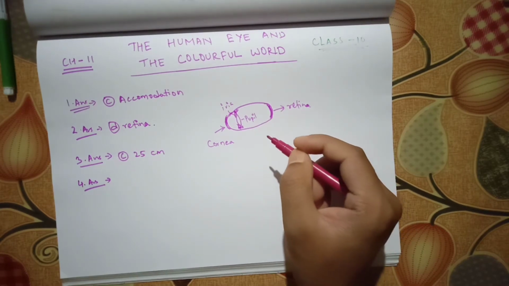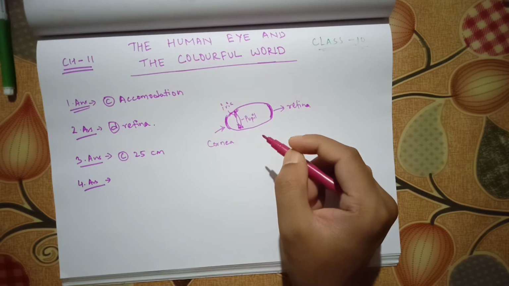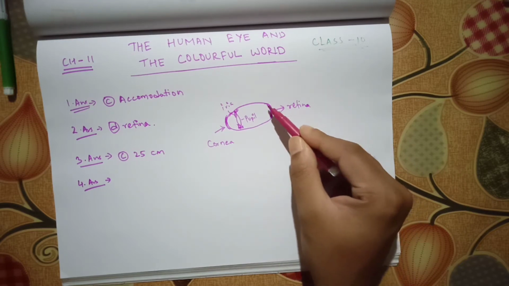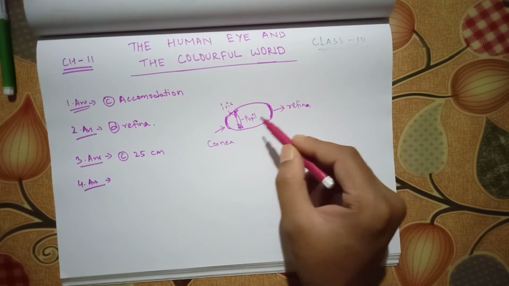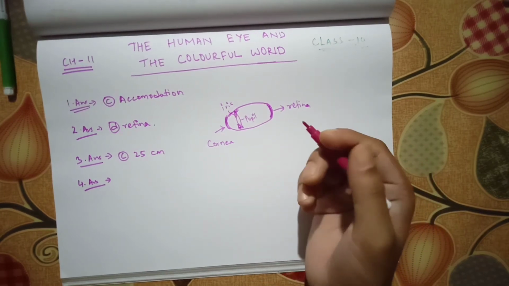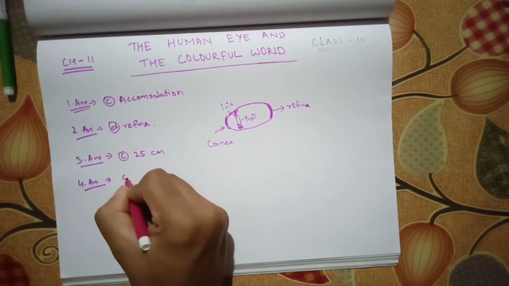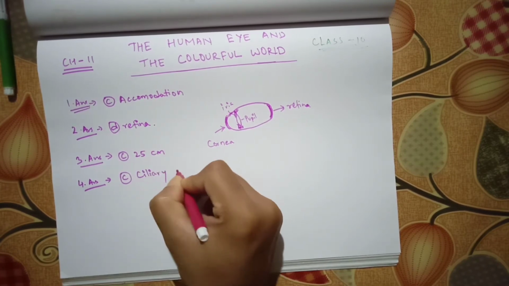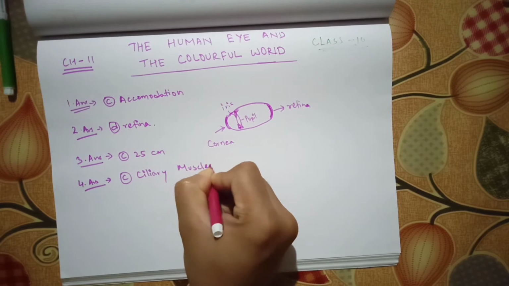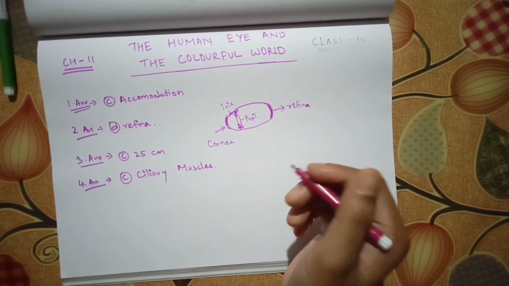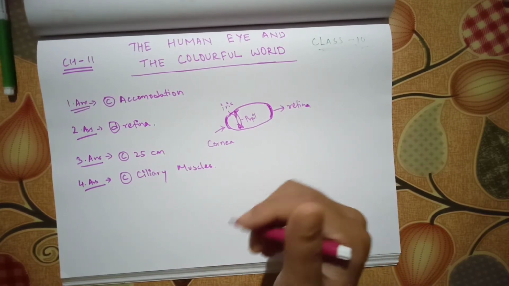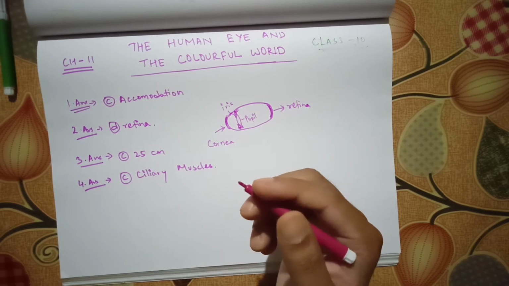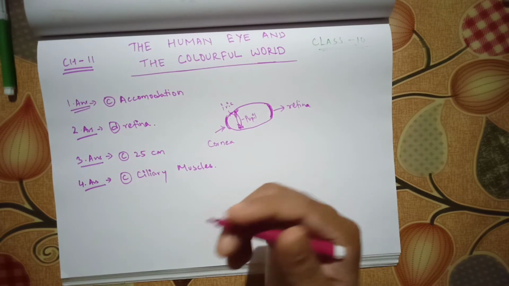Now the two options left are ciliary muscle and retina. As we know, the retina is the part of the eye where the image is formed. So the option that remains is C, that is ciliary muscles. Ciliary muscles help the eye lens adjust its focal length from time to time, for viewing any object at any distance.